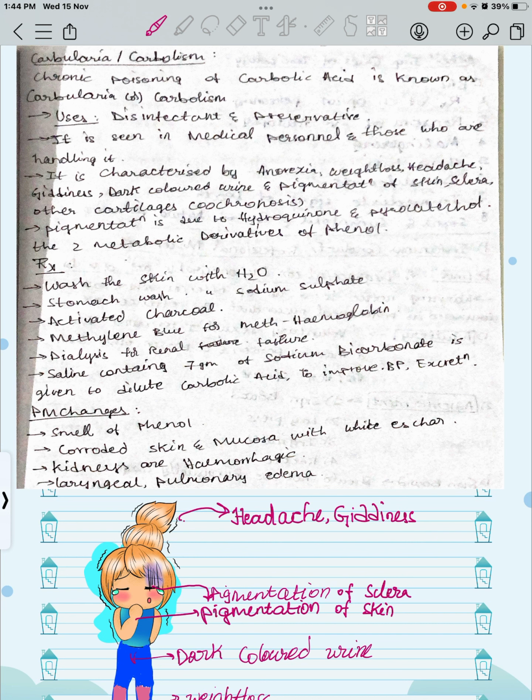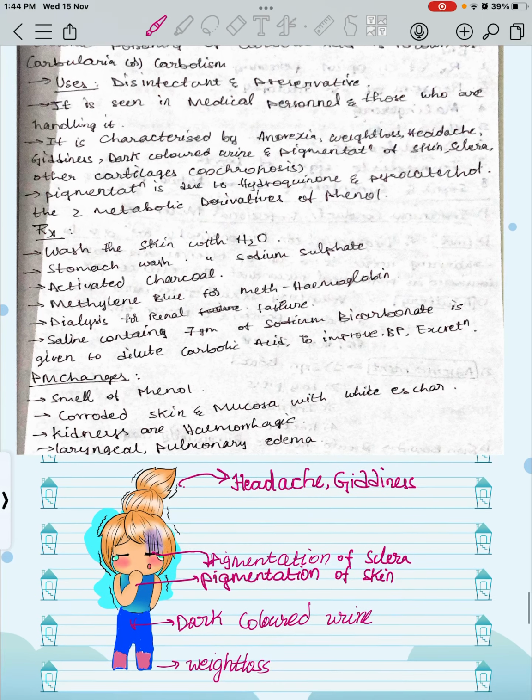Post-mortem changes that are seen include smell of phenol from the dead body, corroded skin and mucosa with white eschar, kidneys are hemorrhagic, laryngeal and pulmonary edema.